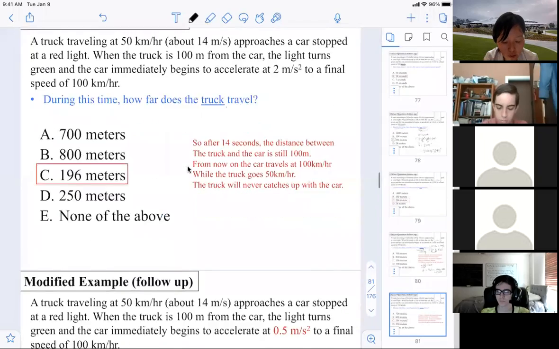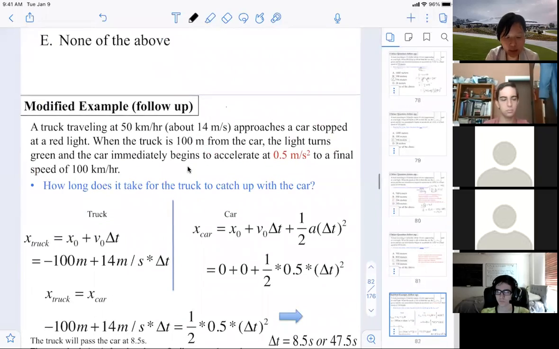So I do have another modified example. I do not plan to go through this in class. I want to let you go ahead and do this at home, and then you can read my solution. If I were to let the car have a much smaller acceleration, then it is possible for the truck to catch up with the car, right? So for example, the car's acceleration is 0.5 meters per second squared instead of the 2 meters per second squared that we had. So in that case, they do finally catch up.